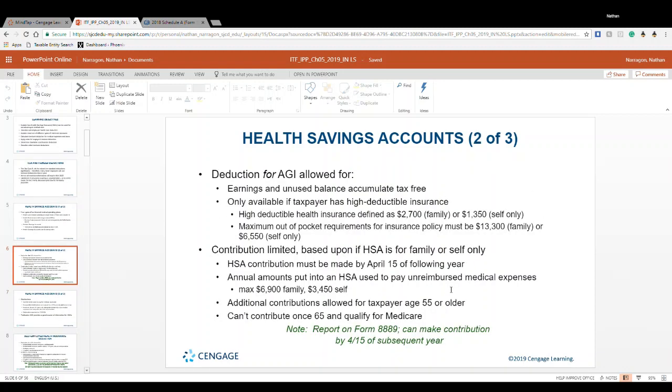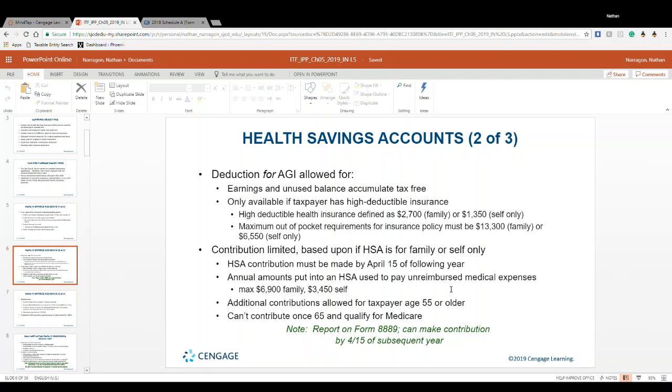So we are allowed a certain deduction from our AGI. And this is usually any earnings and unused balances accumulated tax-free. We put the money into these savings accounts, or the employer does. If they have it, it's a good benefit. The contributions come directly from our gross pay, so they don't get taxed by federal withholding or Social Security or any of those items. If you don't use them or you pay too much, you may actually have some taxes involved. There is a penalty, which we'll get into.